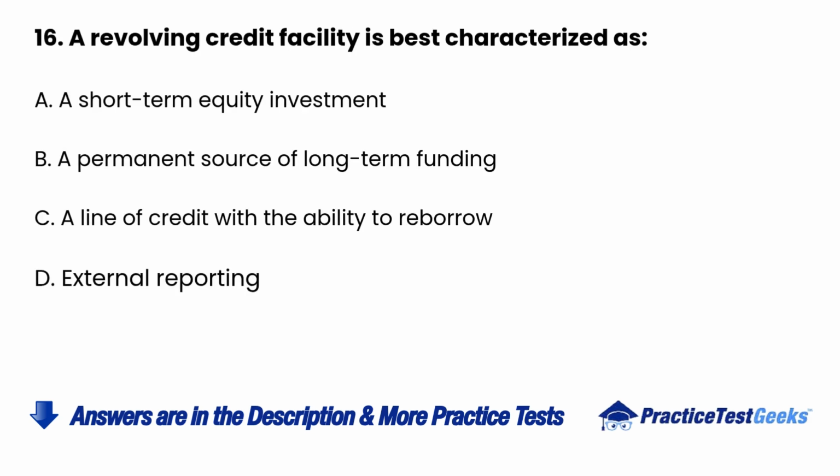16. A revolving credit facility is best characterized as: A. A short-term equity investment. B. A permanent source of long-term funding. C. A line of credit with the ability to reborrow. D. A type of mortgage-backed security.